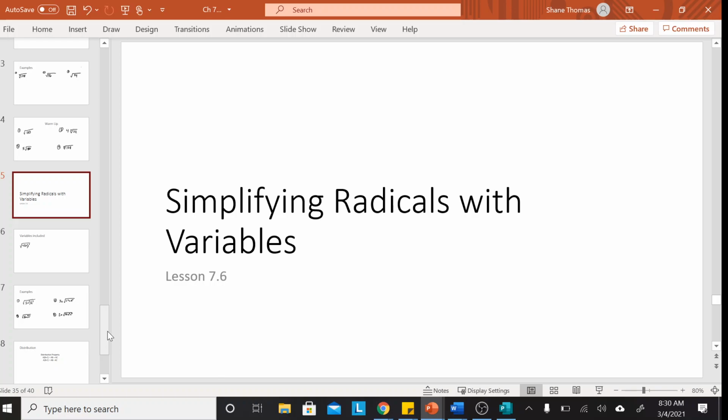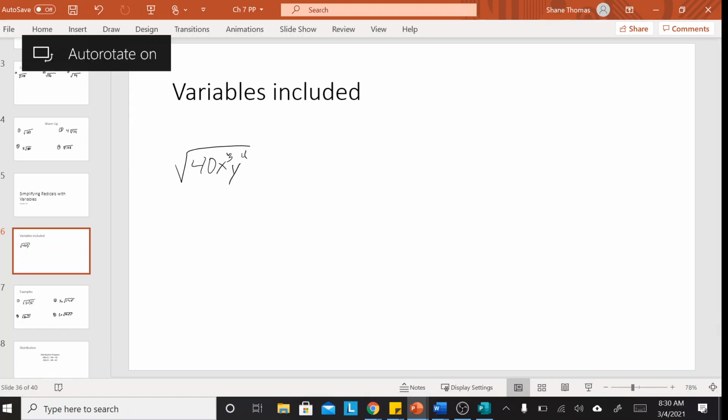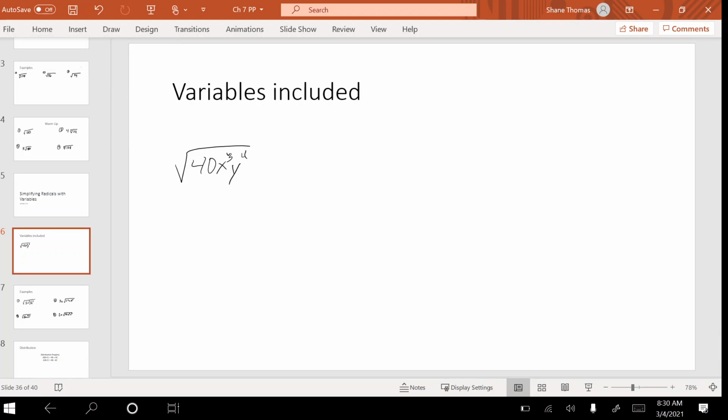Simplifying radicals with variables. Like I said, it's essentially the same thing as what we just did. I'm just going to include variables now. All right, so here's the first problem: the square root of 40x to the third, y to the fourth. Now, I still want to break down my 40 exactly like I did before. So 40 breaks down to what? 2 and 20. 20 is 2 and 10, and then 2 and 5. So what, 3 2s and a 5? Okay. So 40 is 2, 2, 2, 5.